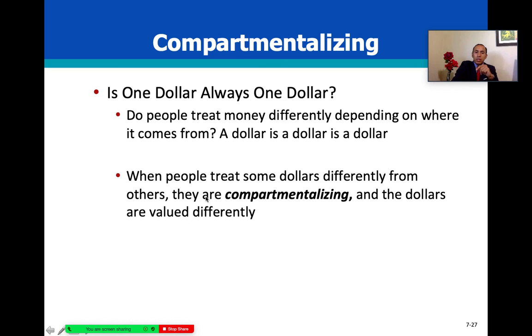Those are different than endowment effects. The endowments are different. It's when you value something, some goods, and you cannot replace them. Compartmentalizing is when you spend something and it's unique and you value it differently based on the situation.